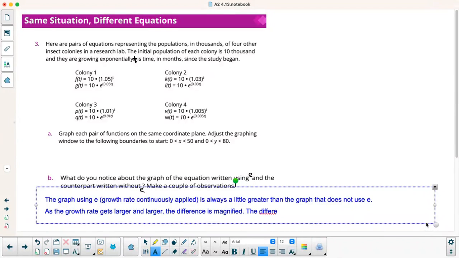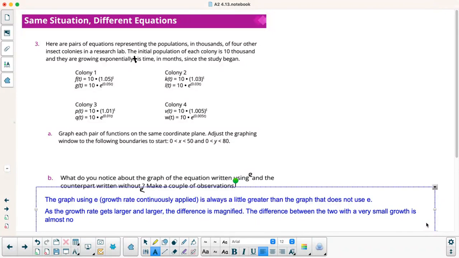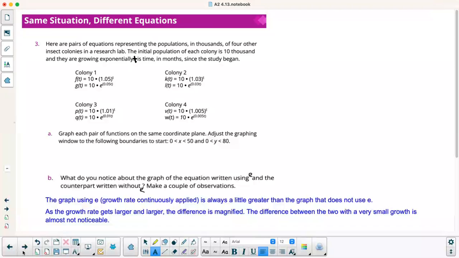The difference between the two with a very small growth rate is almost not noticeable. Okay. So that would be my answer.